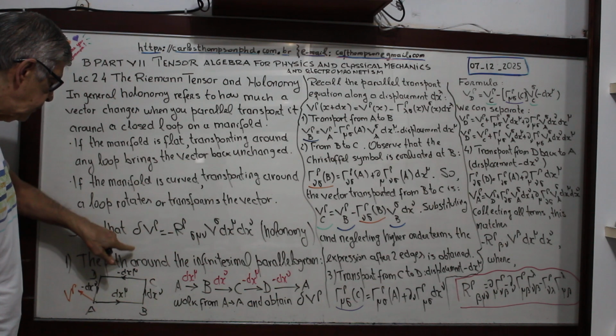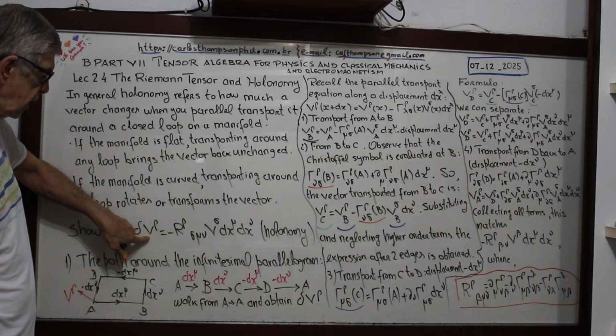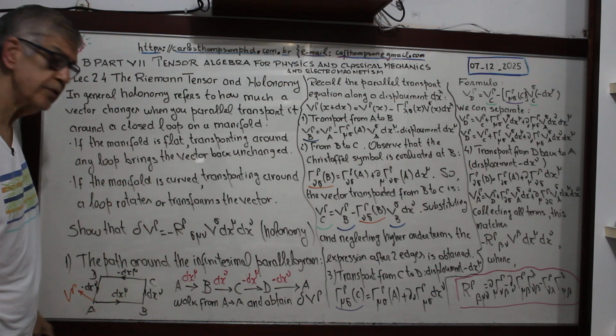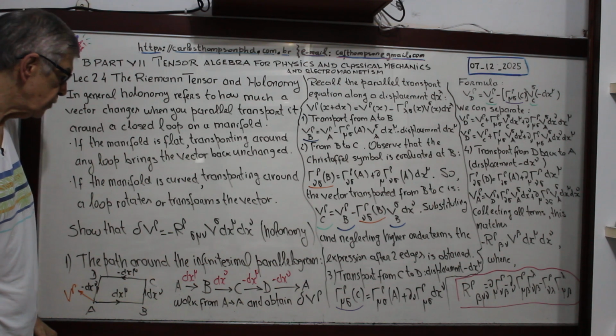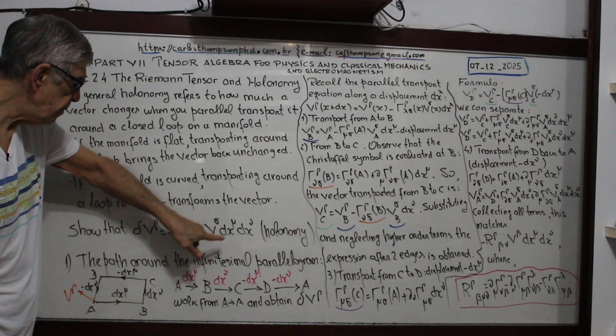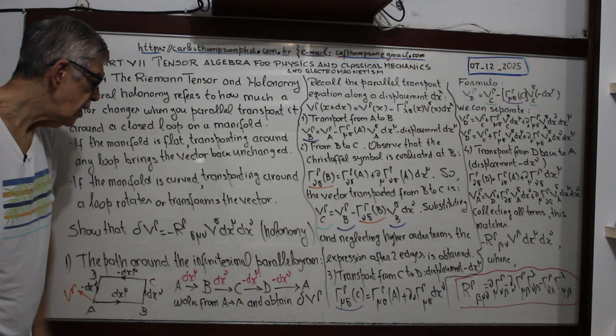Let's show that. You see, the change of a vector v is minus this here. That's what we derived in the previous lecture. You see, now this v sigma dx mu dx nu. That's holonomy.